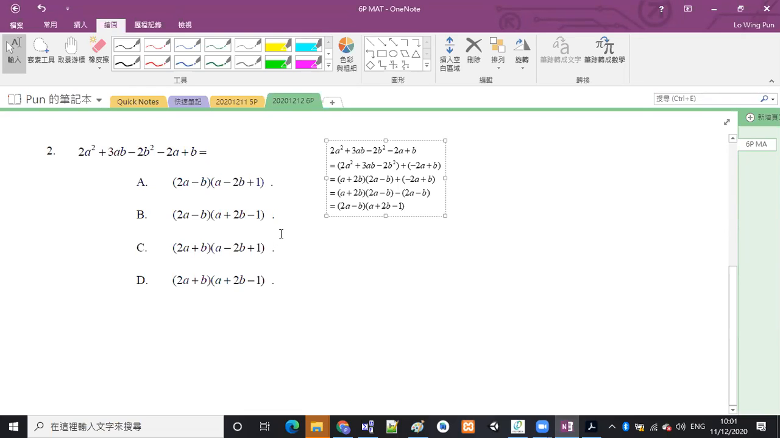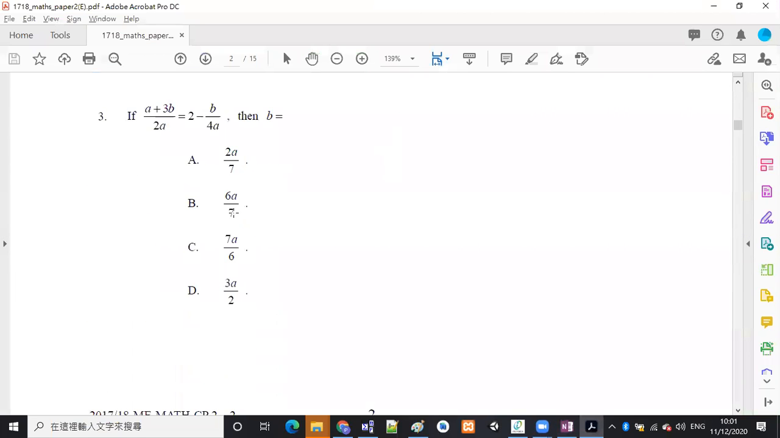Okay, so if you want to use the shortcut method of substituting numbers into this type of questions, you must remember that the approach you are doing is to eliminate all the unwanted answers. Okay, until only one option is remaining. That option will be the correct answer. Okay, so number 3.